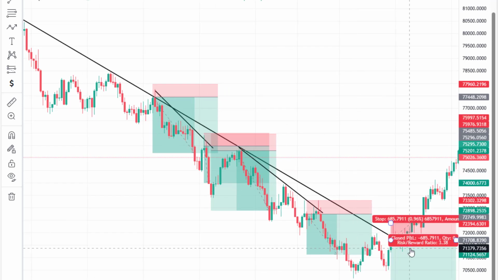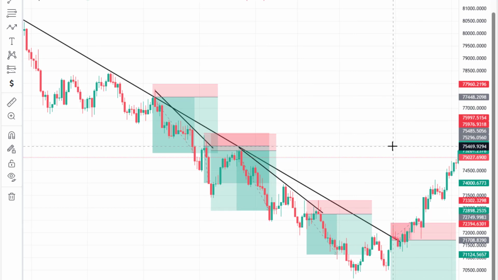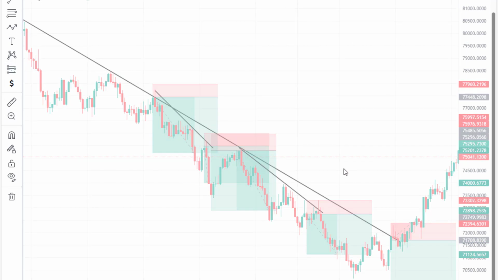And now you see that price has broken through the trend line, and then all of a sudden you're probably going to see that it starts creating higher highs and higher lows.